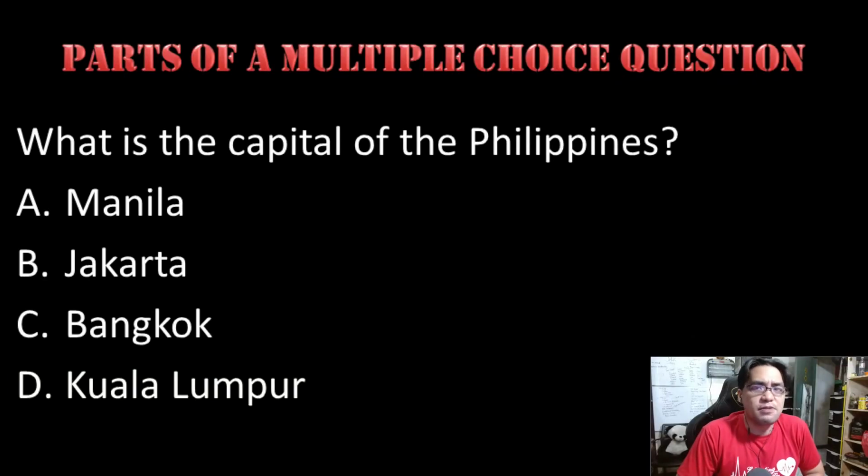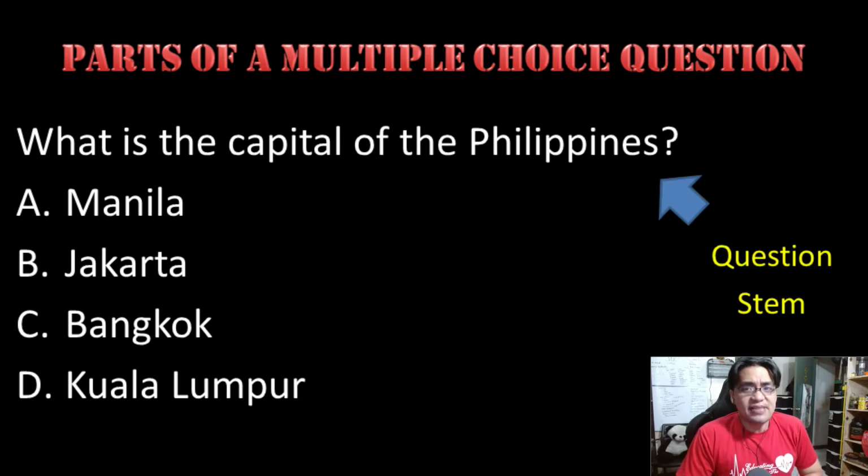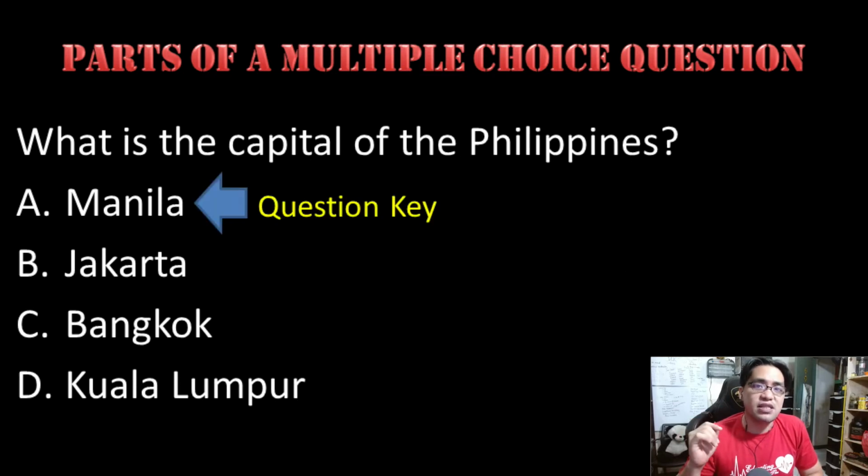The basic multiple choice question has three parts. We have the stem, the key, and the distractors. The stem is the question to be asked, or the incomplete statement to be completed. To answer the question asked by the stem, the student must pick from a limited number of alternatives. Out of these alternatives, the correct answer is what we call the key.